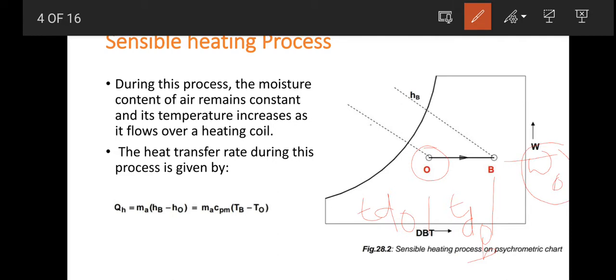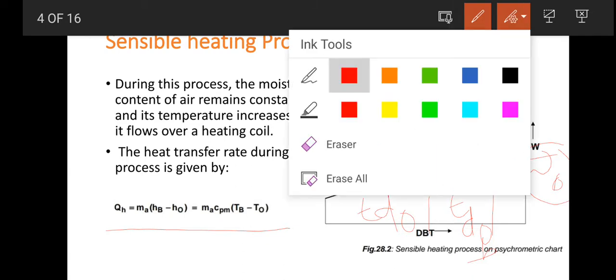Corresponding enthalpies on the enthalpy scale are HO for point O and HB for point B. Using the same approach as sensible cooling, the heat added to the moist air is QH equals MA times (HB minus HO) equals MA CPM times (TB minus TO). Here HB is the enthalpy at point B, HO is the enthalpy at point O, MA is the mass flow rate of dry air, CPM is the humid specific heat, TB is the dry bulb temperature at point B, and TO is the dry bulb temperature at point O. So this is about the sensible heating process. Now the next one.